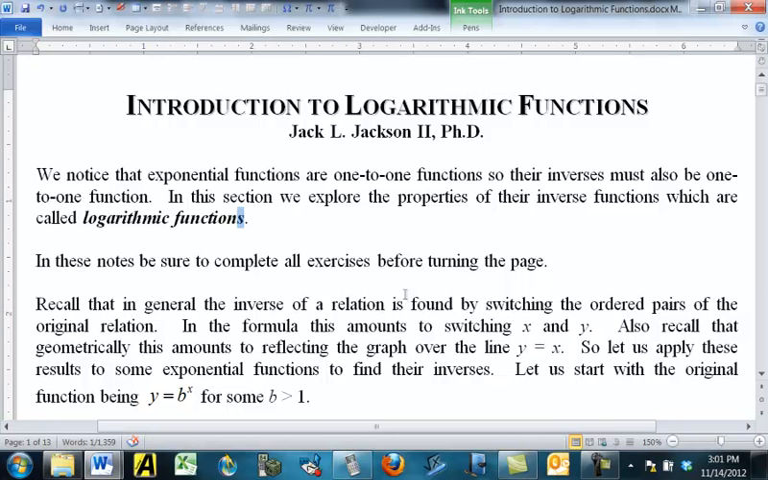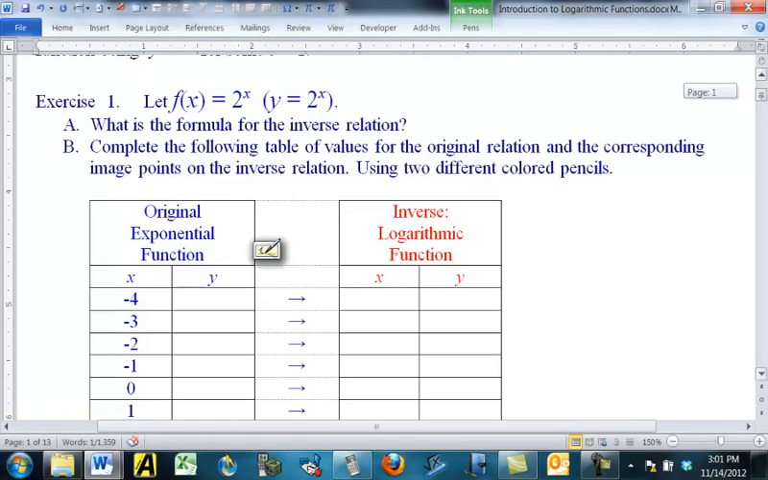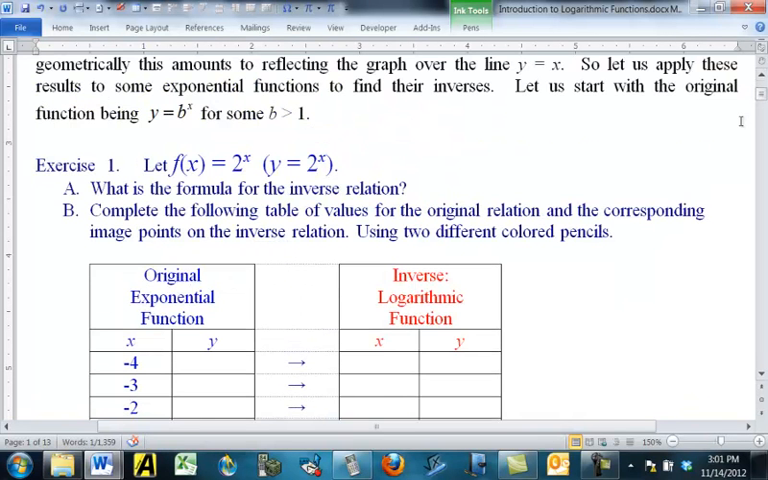We're going to start with the original function y equals b to the x, just a real basic exponential for a base bigger than 1. So our first example, we're going to do this with a base of 2. So here's what we're going to do. We're going to take this function f of x equals 2 to the x, or just y equals 2 to the x.